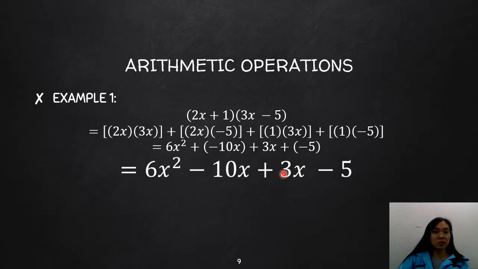Or actually, if you try to simplify it further, di ba, magiging 6x squared minus 7x minus 5. Sorry, hindi ko na nailagay, but that's supposed to be the final answer. Kasi these are like terms together, so you could actually add them out. So that will be 6x squared minus 7x minus 5. That should be the final answer.